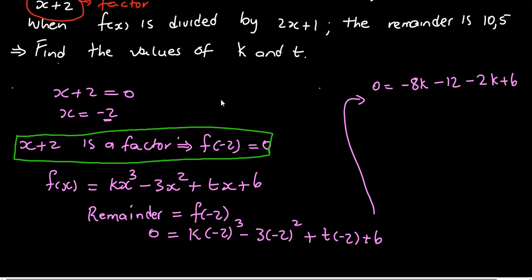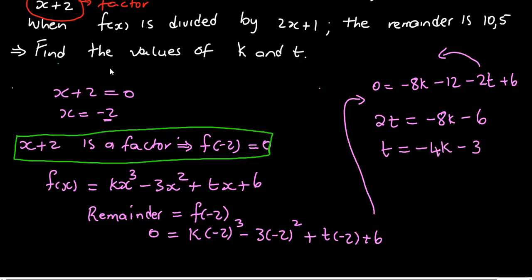So let's group the like terms. I think I made a mistake there, it should be 2t, not 2k. So from this point, I will isolate the t. Can you see that this -2t we can take to the other side to be positive 2t, so that this side we can add the like terms. So I have -8k, then -12 + 6 which will give us -6. So let's divide everything by 2. t is equal to what? -4k - 3. I'm going to call this equation 1.